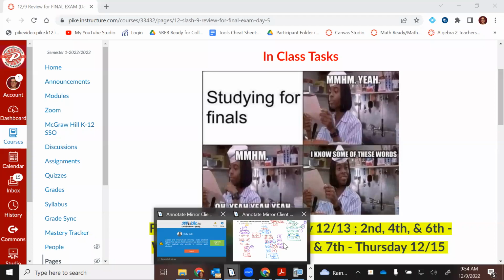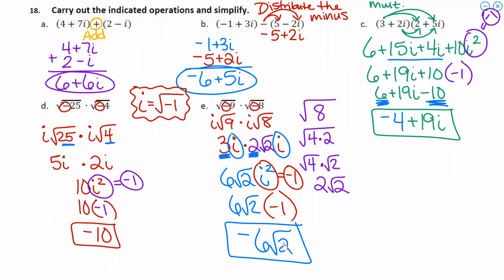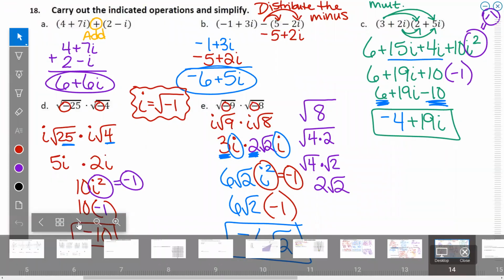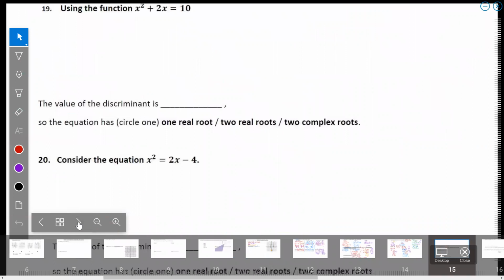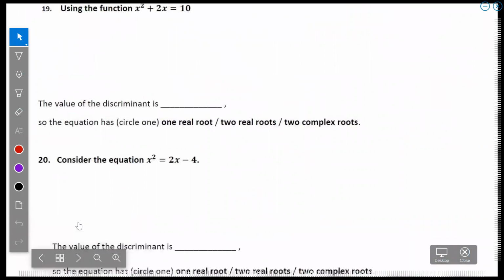All right. So we had worked with complex numbers. And we are ready to find the discriminant. This is another thing that you might want to consider putting on your final exam review cheat sheet. The discriminant.